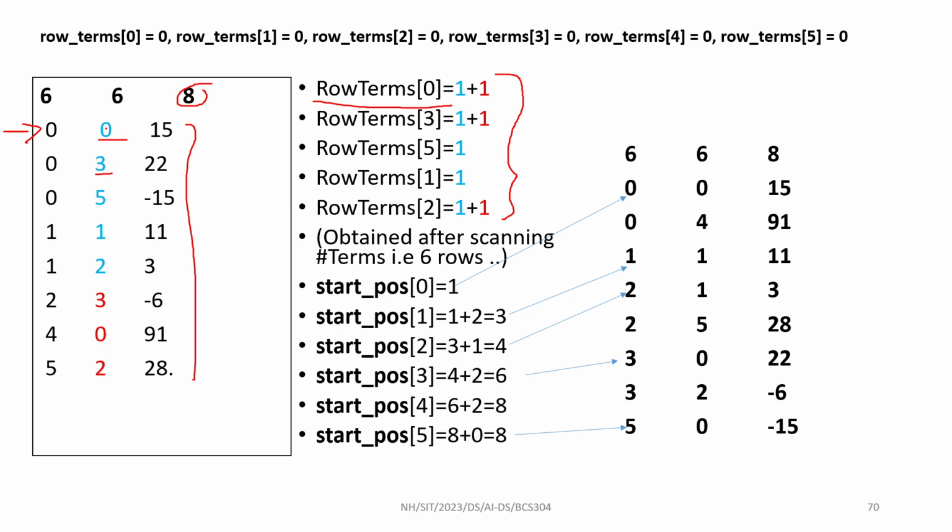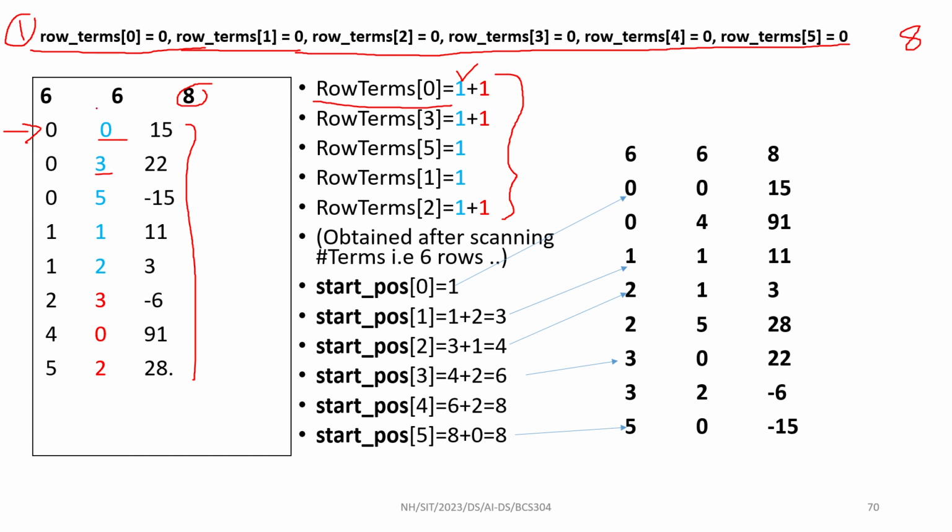Is there any entry for row terms of 0? So increment it by 1. Earlier it was 0. Earlier, row terms of 0, 1, 2, 3, all are 0, initialized to 0. All these are initialized to 0. That is the first step. Initialize row terms to 0. That is step number 1.